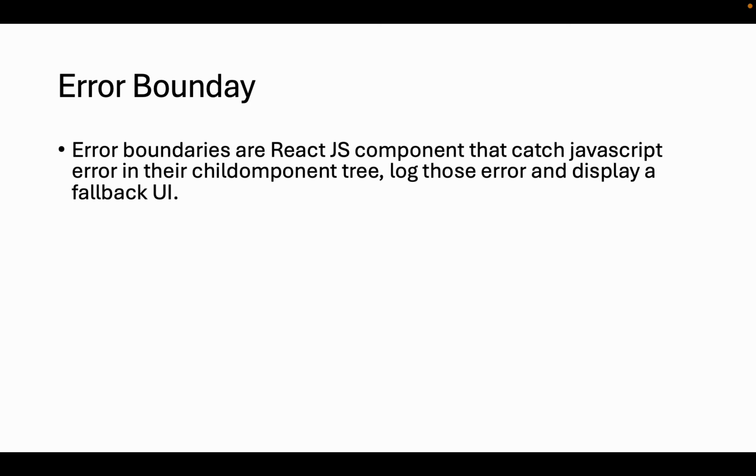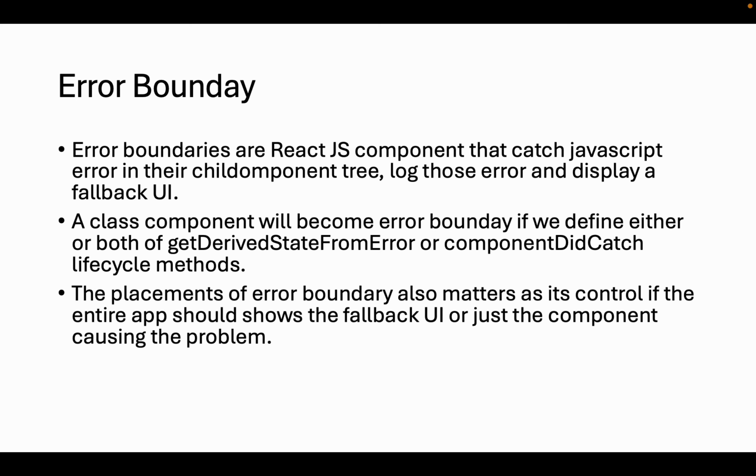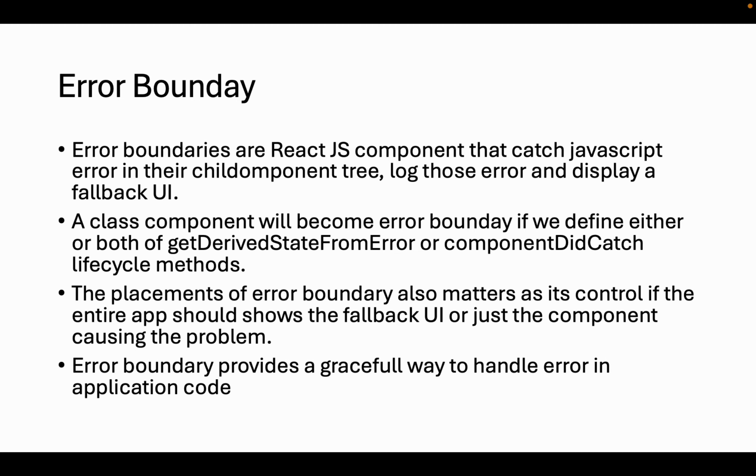Error boundaries are ReactJS components that catch JavaScript errors in the children component tree, log those errors and display a fallback UI. A class component will become an error boundary if we define either or both of the getDerivedStateFromError or componentDidCatch lifecycle methods. The placement of error boundaries also matters, as it controls if the entire app should show the fallback UI or just the component causing the problem. Error boundaries provide us a graceful way to handle errors in application code.